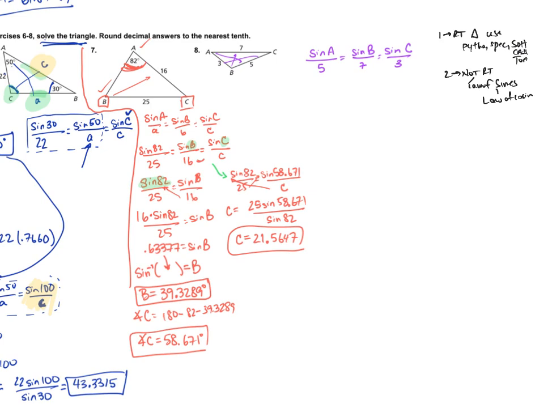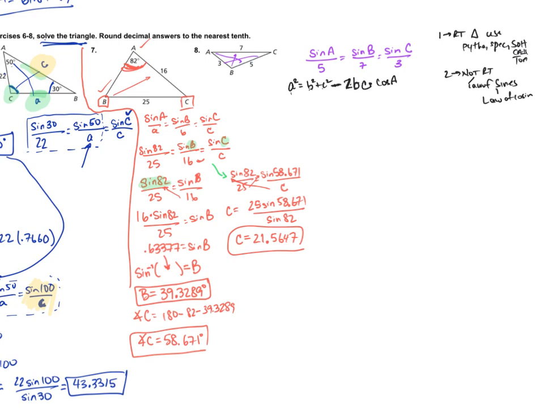So what did the law of cosines say? It said a squared is equal to b squared plus c squared, minus 2 times b times c times the cosine of A. So all of this is multiplication, and this is subtraction.